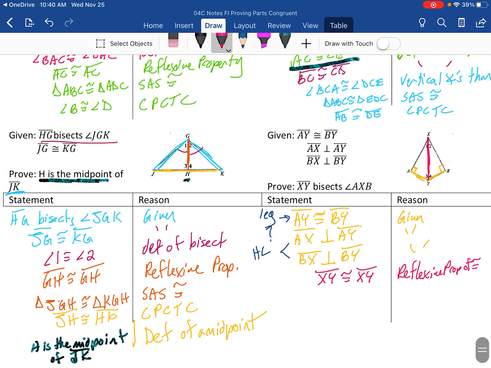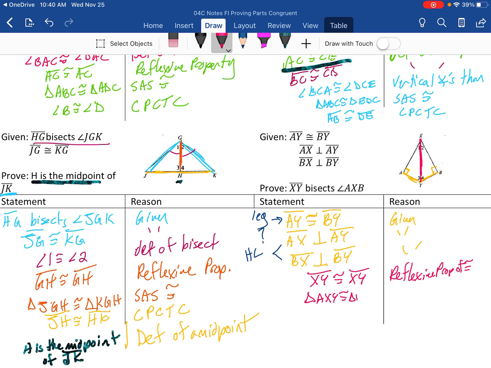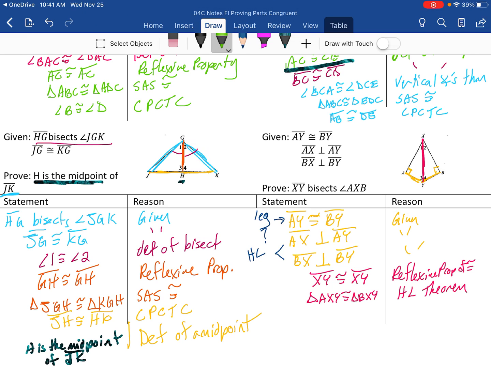So I know that triangle AXY must be congruent to triangle BXY by hypotenuse leg theorem. Okay, and once I know that those two triangles are congruent, well, now I have to start thinking about how I'm going to prove the rest of this. So I know the very last line. I'm just going to write that, and I'm going to leave a little bit of space. I know that XY bisects angle AXB. Okay, and I don't have my reasoning for that. I'm just going to leave that blank.